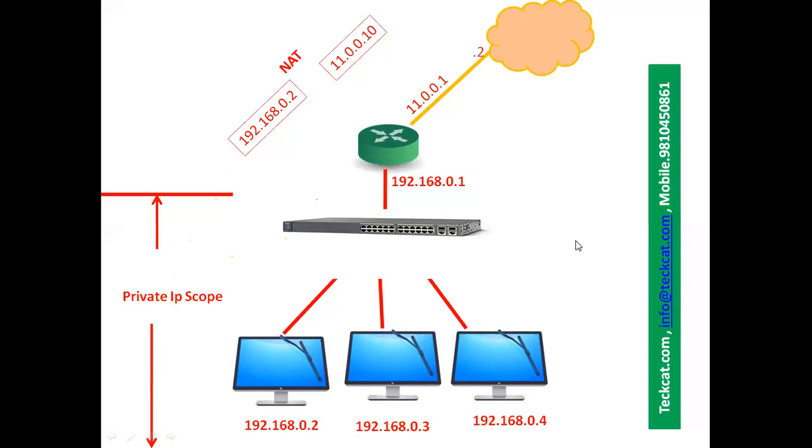NAT will translate your computer IP. So when 192.168.0.2 is coming to the router, I have already configured the router so that when this IP comes in, it will translate this private IP address into 11.0.0.10. Or you can also translate it into 11.0.0.1. It's actually the opposite of what you were saying.